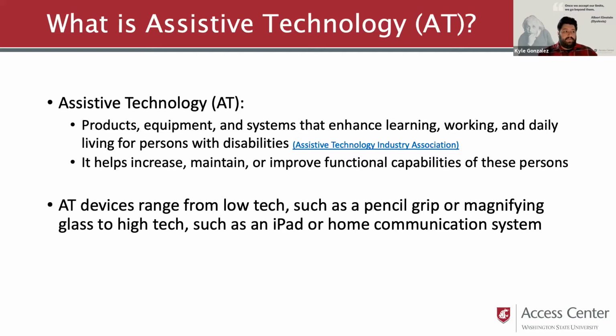So AT devices range from low tech. The best example for that is a pencil grip. Many of you may be familiar with those. So good mental image there, or a magnifying glass, to high-tech items such as an iPad with a slew of apps and accessibility features, to home communication systems where a person maybe with a hearing aid has it wired into their doorbell to alert them that someone's at the door, or they can turn off their lights or turn on their TV. So it can get very complex. But in a nutshell, that's what AT is.